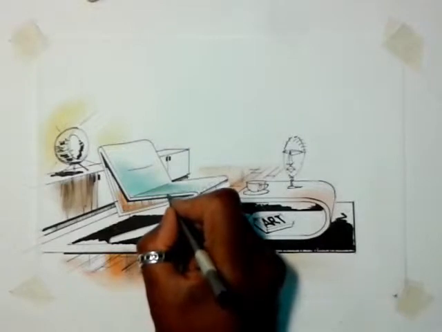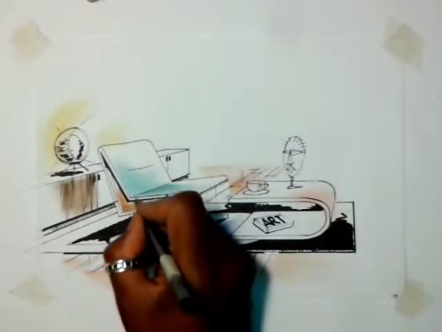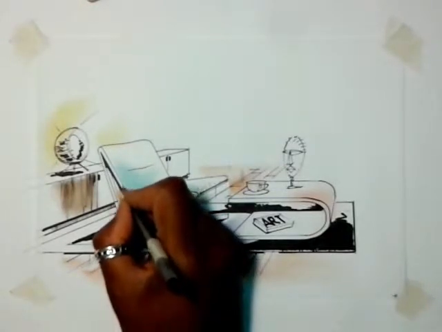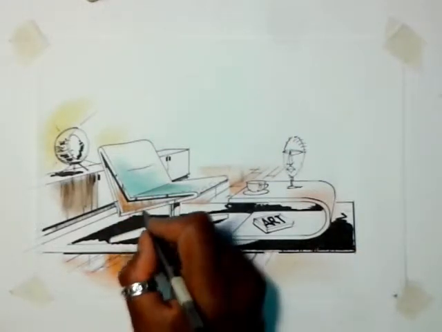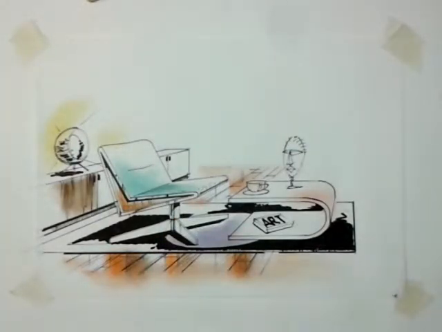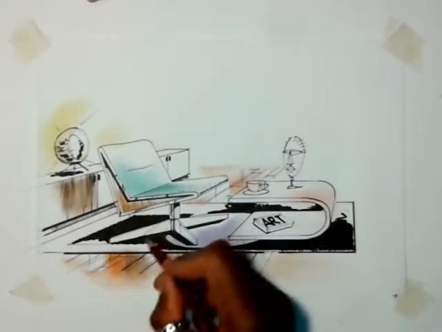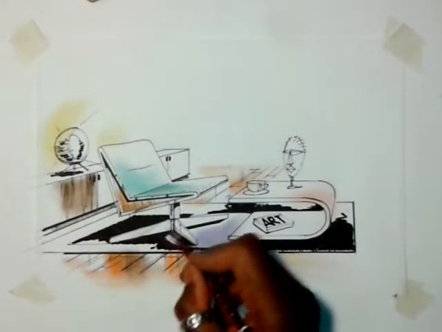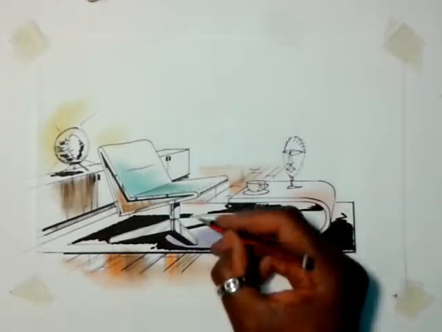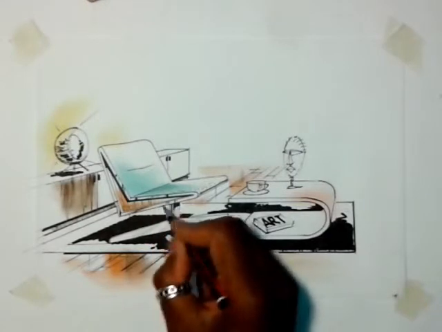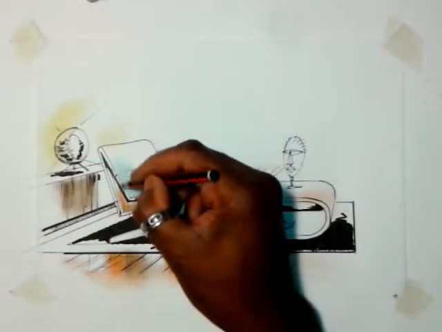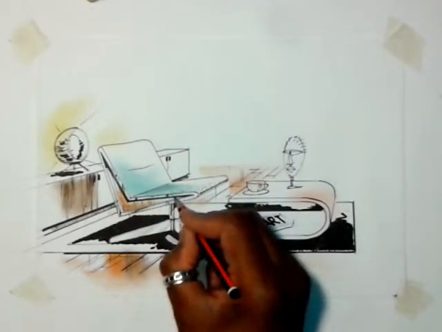Add a little bit of the metal glass finish onto here. You can use a pencil or a grey felt tip, just add a little bit of metallic sort of finish to it. There we go, looking slick.